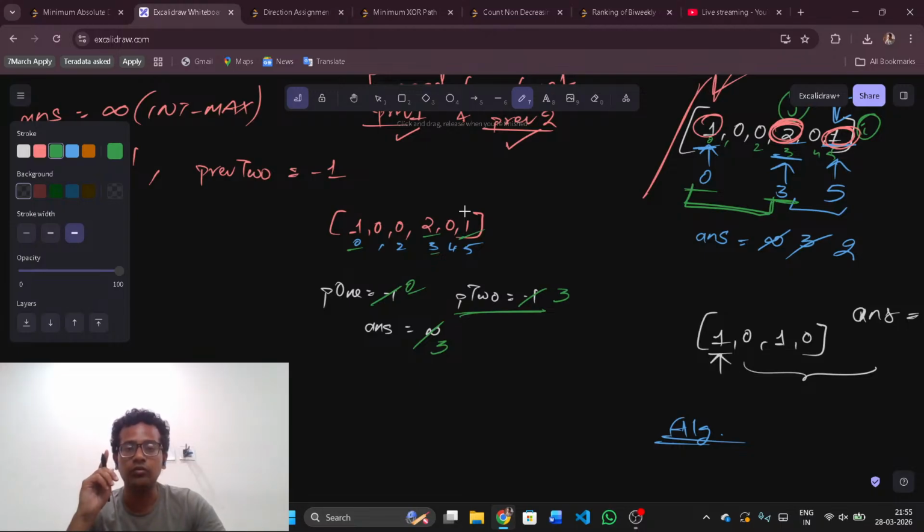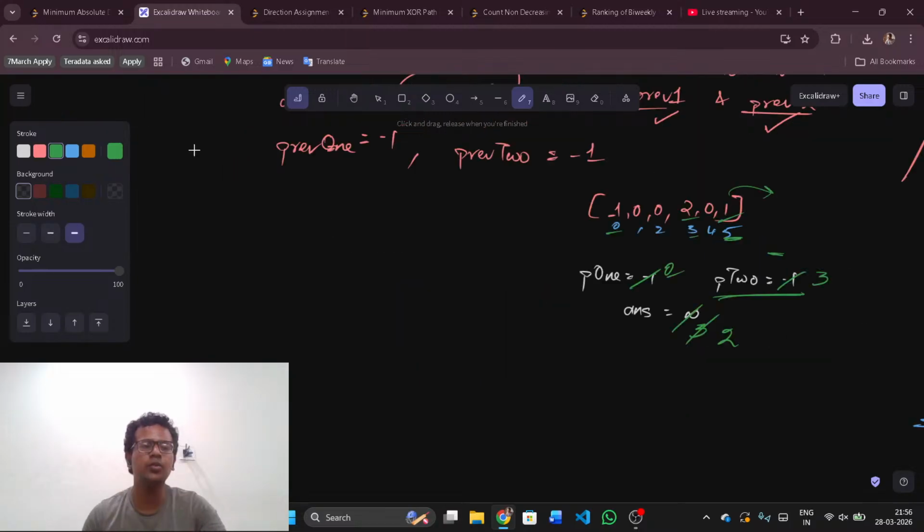Remember, if I get 1, I'll look for previous 2. If I get 2, I look for previous 1. Now I have 1, right? So I will check, do I have 2 previously? If so, which index? That's 3, right? 5 minus 3 will give me the absolute difference of 2, which is much lesser than 3. So I'll go out of the loop and return 2 as the answer.